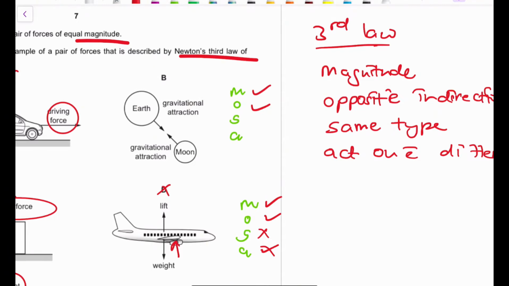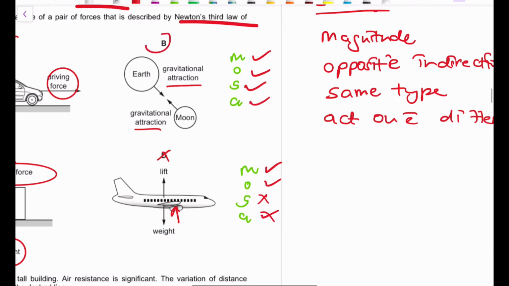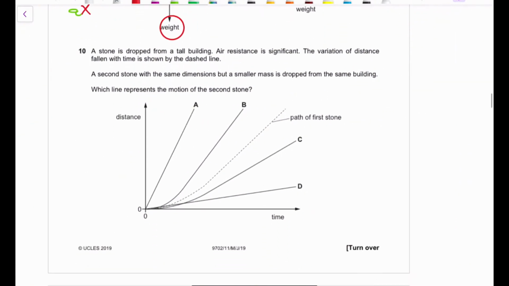Are they of the same type? They're both gravitational forces, which is correct. Do they act on different bodies? One acts on the Earth, the other on the moon, which is correct. So the answer is going to be B. Very important. Okay, question 10.